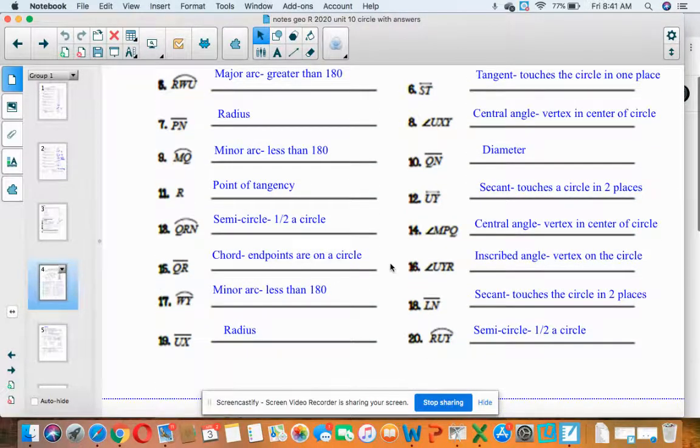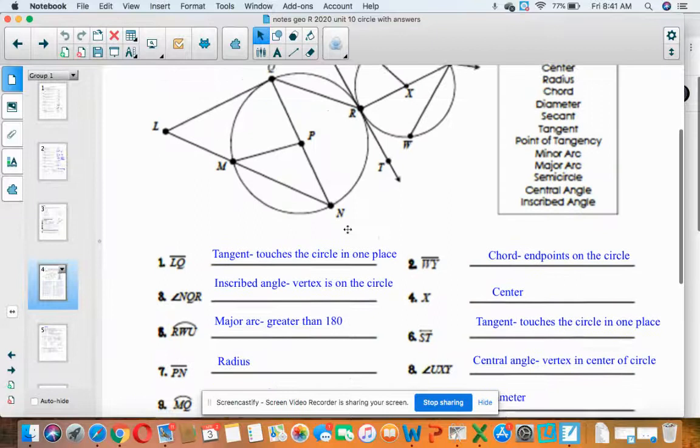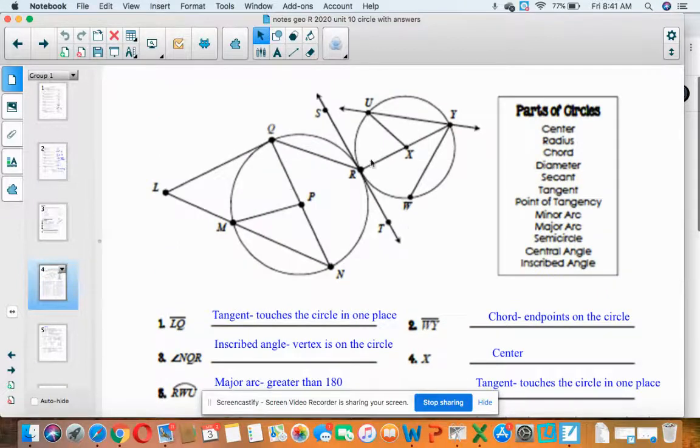And then this last one, arc RUY. RUY is a semicircle because it's half the circle. Let's just find it on the picture right here. RUY. So I start at R, I go to U, and then I continue to Y, and that's a semicircle. Okay, so that's just some circle vocabulary from lesson 1.